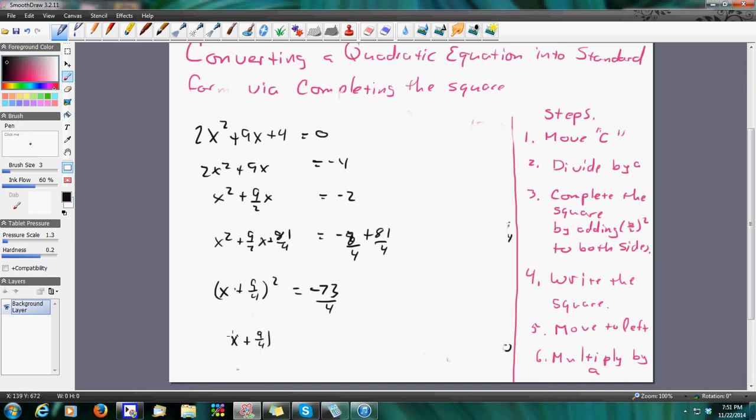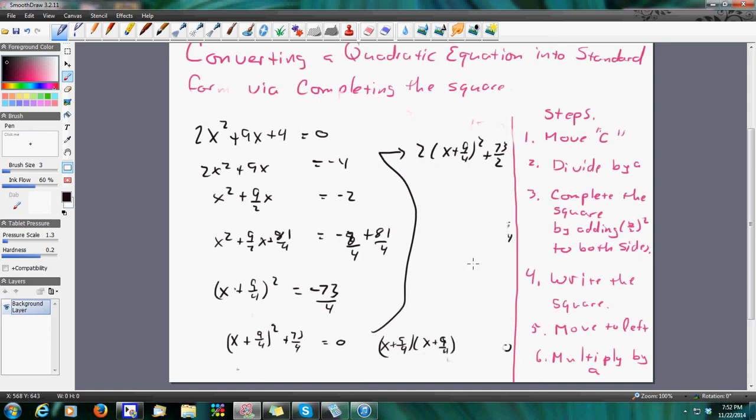x plus 9/4 quantity squared plus 73/4 equals 0, and then you multiply everything by 2. But once again, 2 times this gives me 73 halves. x plus 9/4 times x plus 9/4 will give me x squared plus 18/4 x plus 81/16. It's really too messy, because then you'd have to multiply everything by 2 anyway, plus that. Alright, well, it didn't work out quite as planned, but you get the gist.